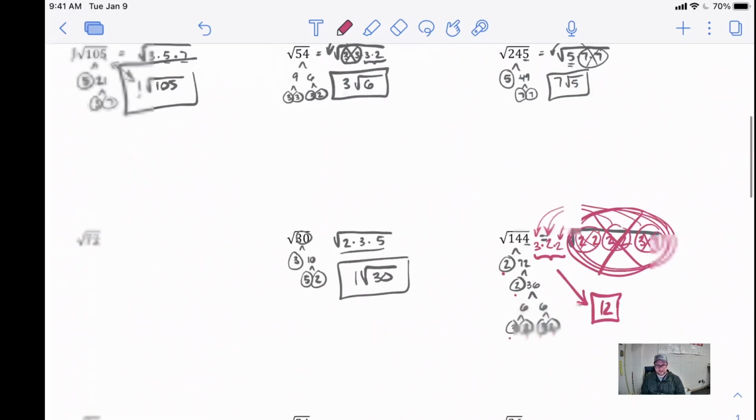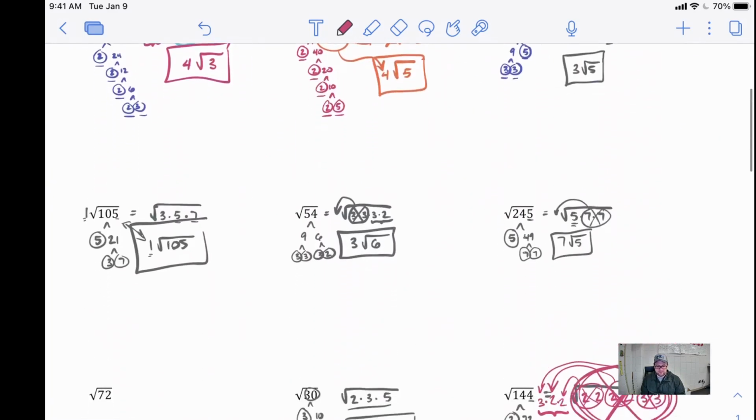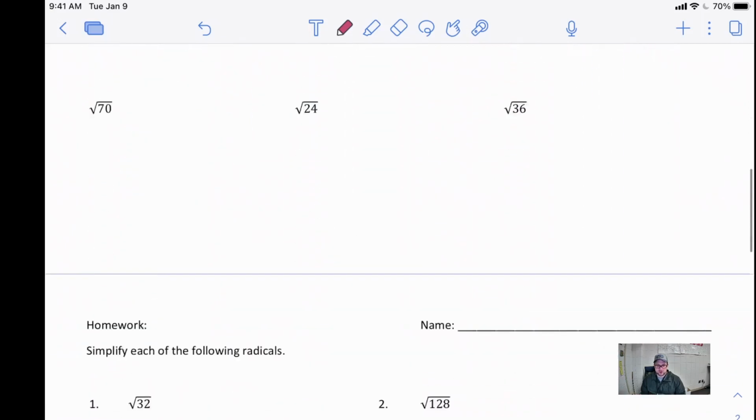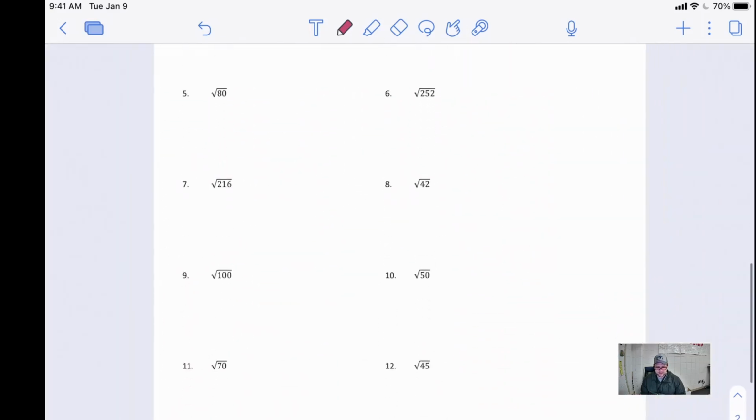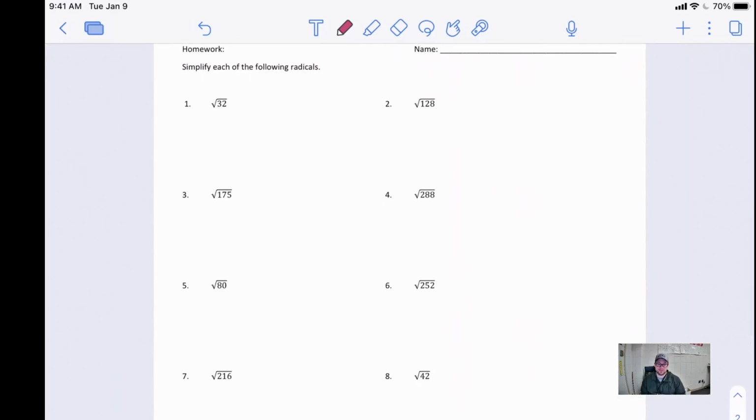Nice job, guys. I think I'm going to leave it there. I think you really do have enough information to go. So your homework over here is just a bunch of problems that look like this. There's 12 total. I think you honestly can do 12, and it's going to be good practice. Remember, this is a skill we're going to come back to over and over and over, so it's really important we get this down.